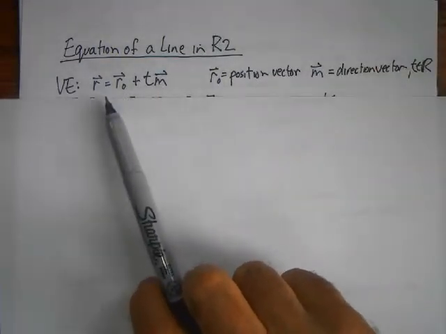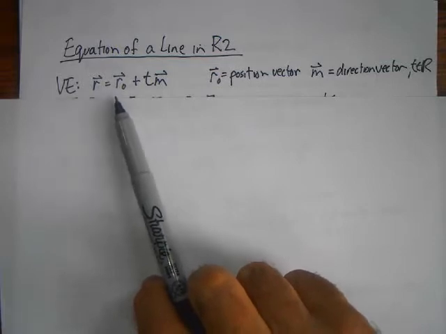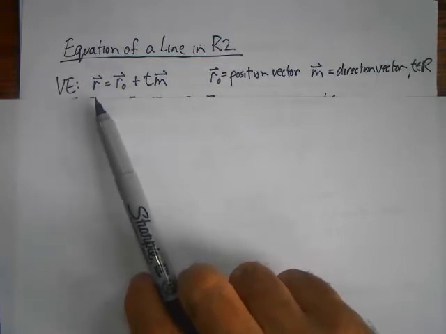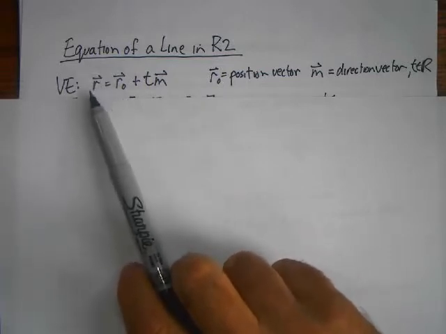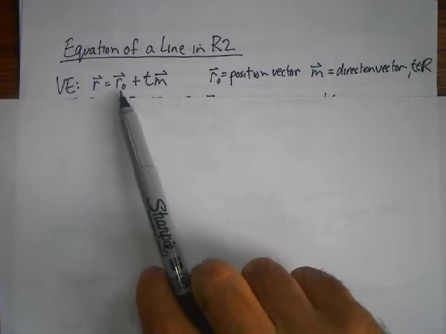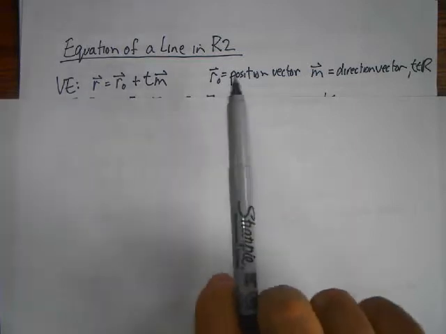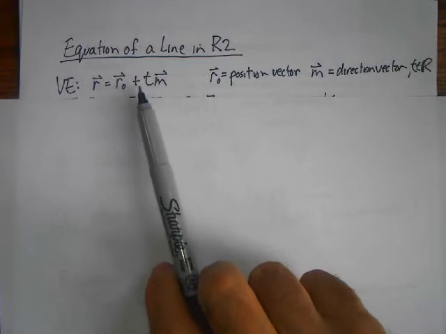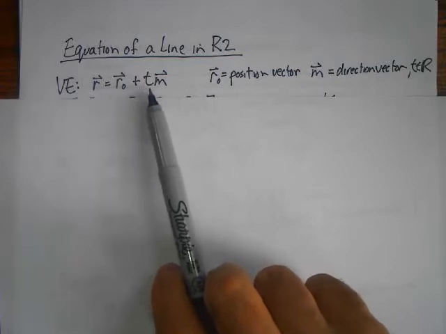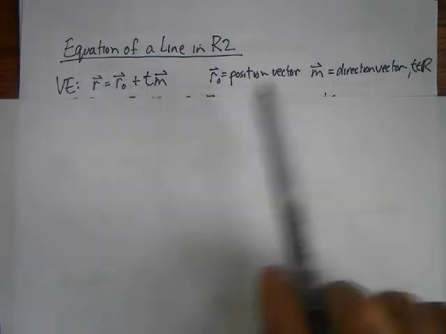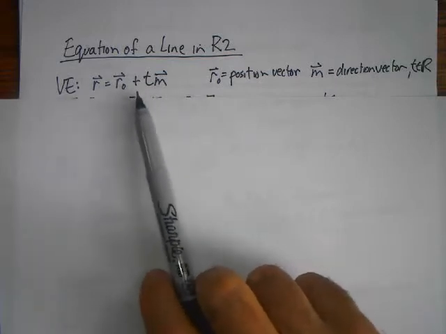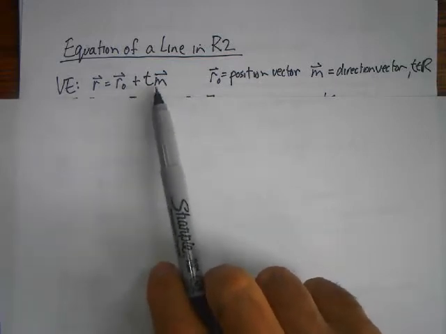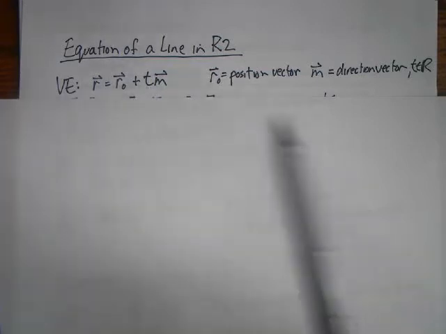The basic vector equation would look like this, where the vector to any point on the line, called r, starts off with a position vector that goes to a point on the line, and then we add a scalar multiple of the direction vector. t is a scalar, it can be any real number. r, r naught, and m are vectors in R2.